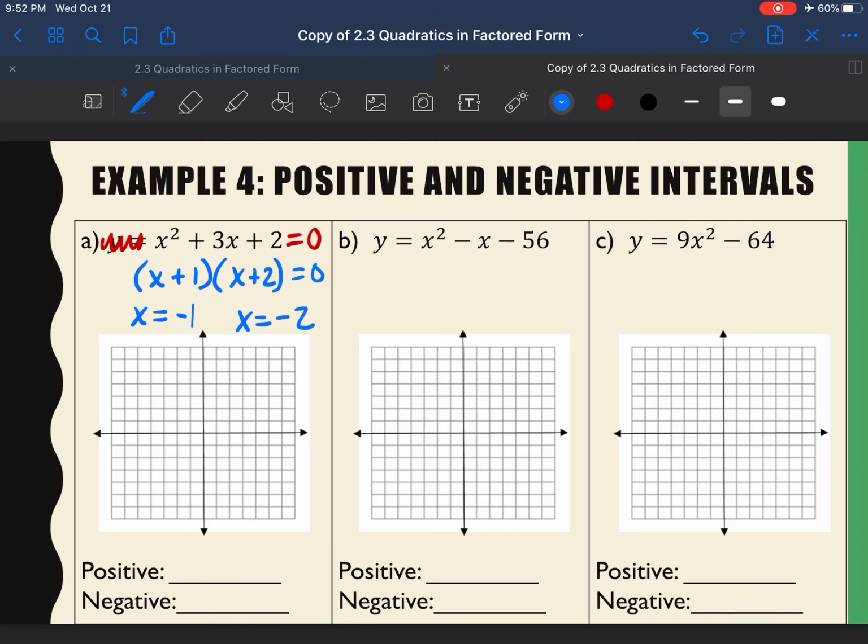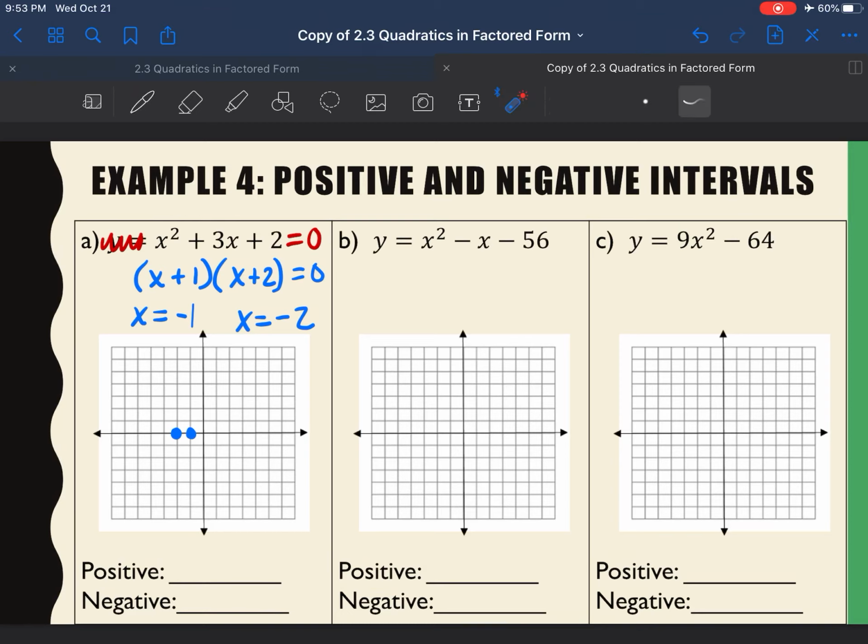Okay, so then you graph these 2 points, -1 and -2, and then you draw a parabola that goes through there. Now we need to know if the parabola opens upwards or downwards. Even though we're doing just a quick sketch, we at least need to know that part.